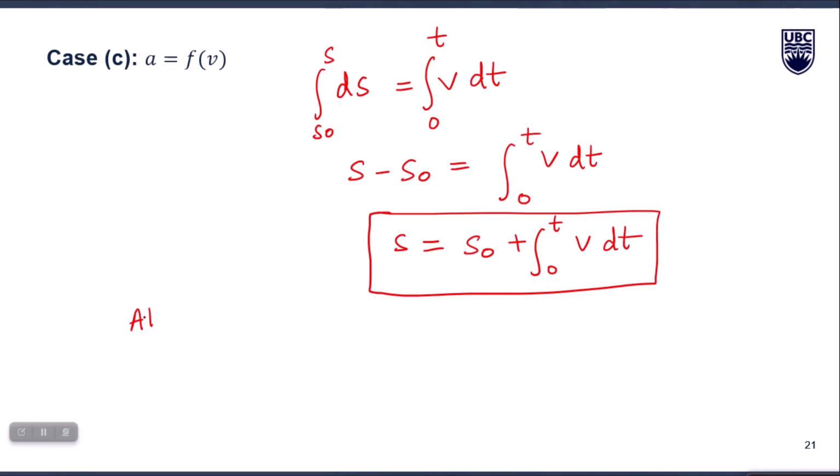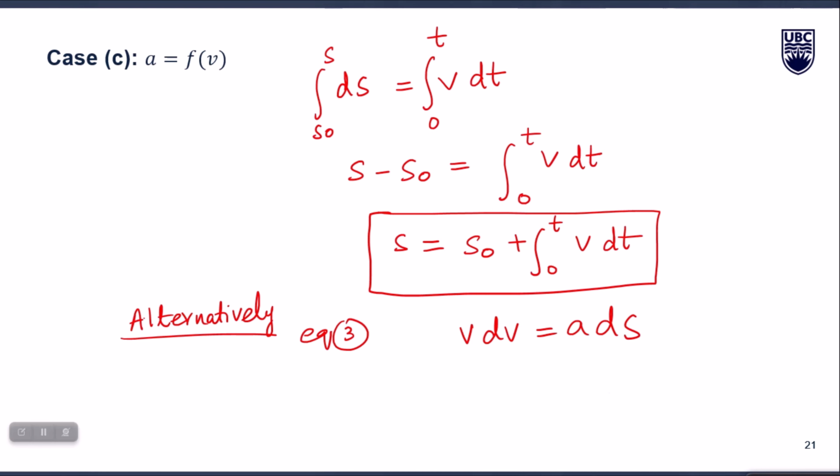and that is using equation 3, right? Alternatively, you can also carry out the same thing by applying equation 3, and equation 3 is v dv is equal to a ds. Now you know that acceleration is given to you as a function of velocity, so you can take acceleration here on the other side of the equation. It will become v over a dv is equal to ds, right?